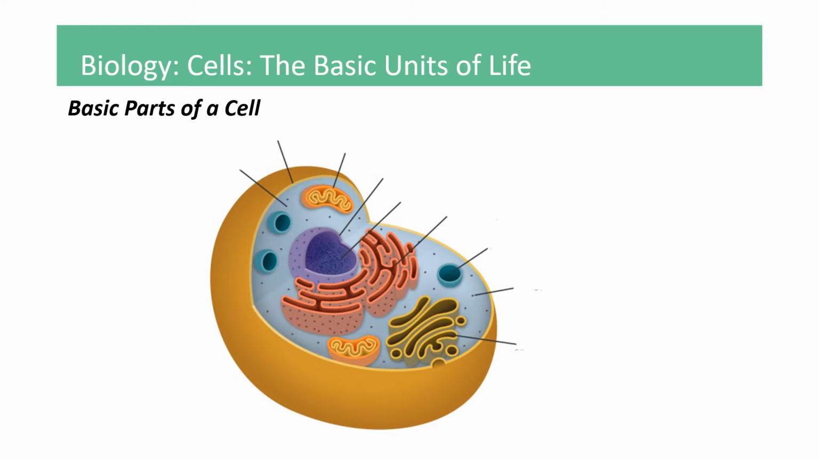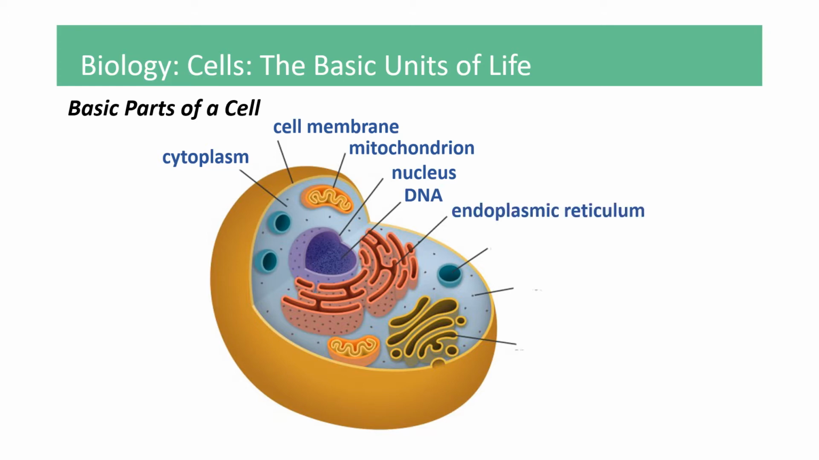Here is a diagram of the basic parts of a cell. Cytoplasm, cell membrane, mitochondrion, or plural mitochondria, the nucleus, DNA found inside the nucleus, endoplasmic reticulum, the lysosome, of which there could be more than one, a ribosome, the Golgi apparatus.